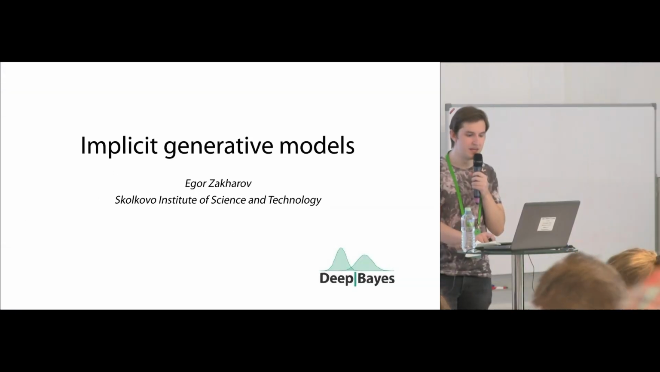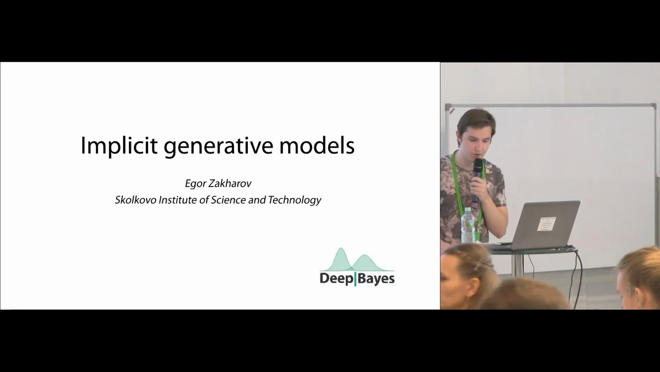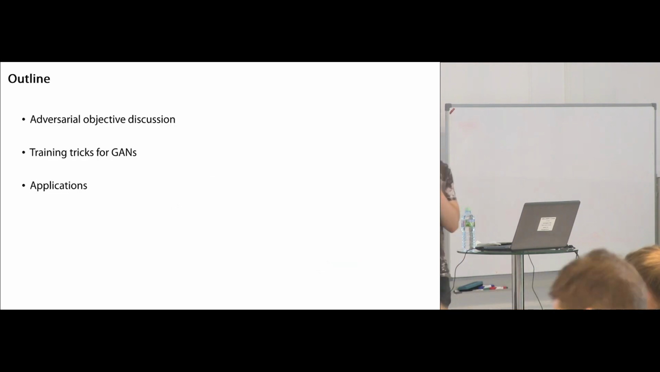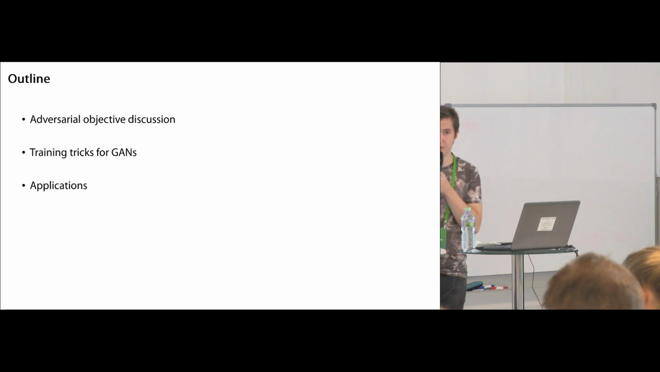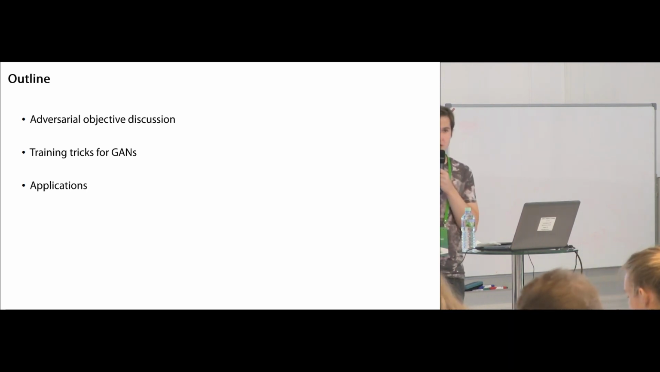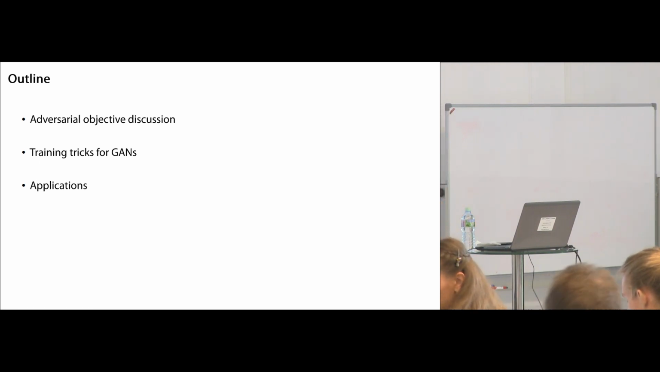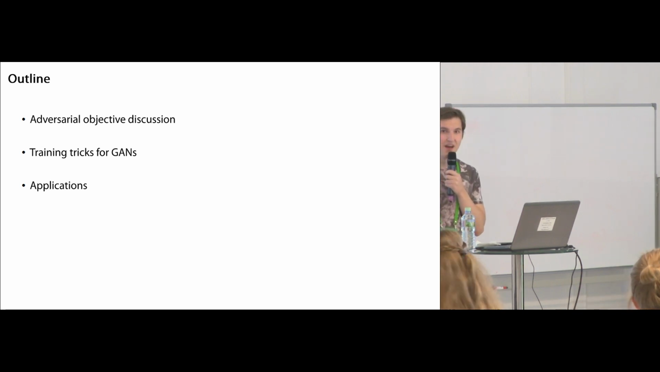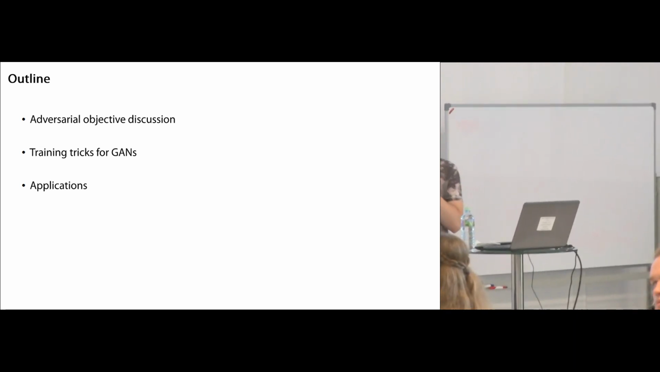Okay? My name is Egor Zakharov, and I'm going to continue Dmitry Ulyanov's talk about implicit generative models, but we will focus more on the practical side of them. So first we'll discuss the adversarial objective and how it is optimized in practice, so this divergence that Dima was talking about. And then we will discuss some of the tricks that are used in GANs in order to make this optimization process more stable and convergent with a higher ratio of success, and some practical applications in the end.